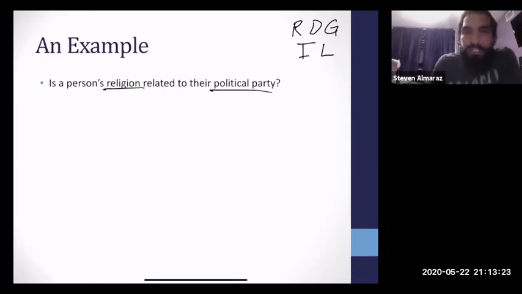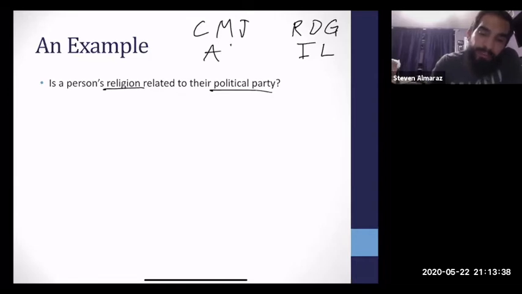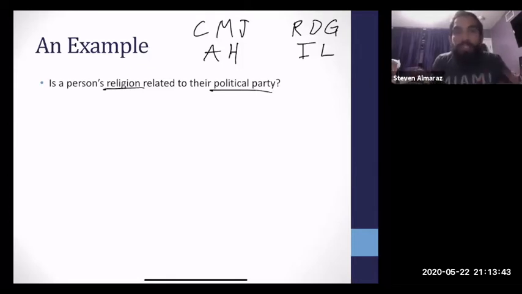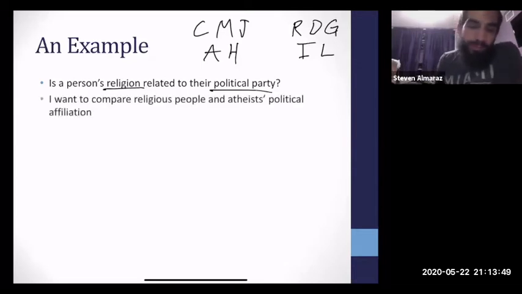And religion works the same way. You could be Christian, you could be Muslim, you could be Catholic, you could be Jewish, you could be an atheist, you could be Hindu. There's really a bunch of things you could be, but they're all different from each other. It's not like they work in a line. They're not continuous variables.